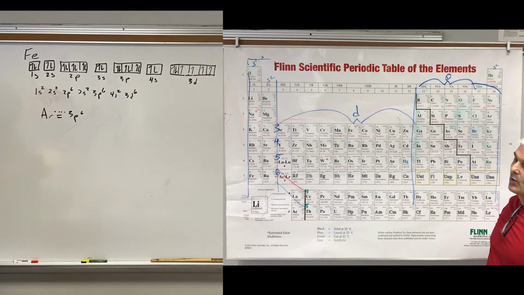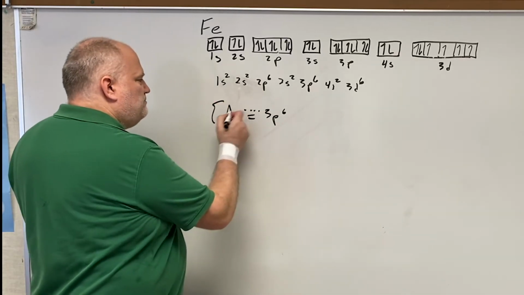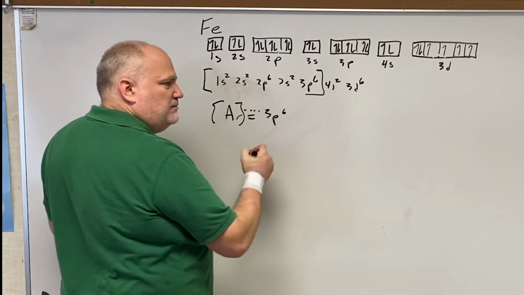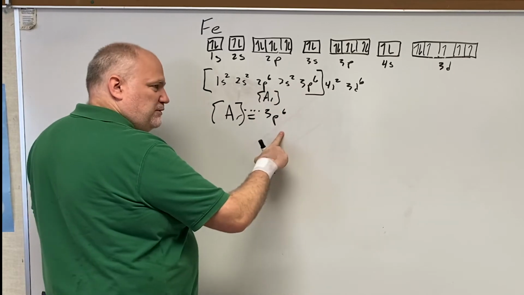So we could just write, what do we write? How do we do this? So watch, I could write argon, we always put it in parentheses. I could write argon in place of all of this up to here. So instead of writing this, I could write argon because it replaces up to 3p6.